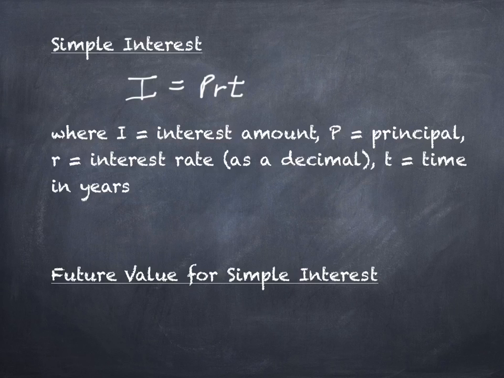And I is the interest amount. It's the amount you make in interest. P is the principal. Principal is the amount of money you put into an account or borrow from somewhere. R is your interest rate as a decimal. And T is your time in years.